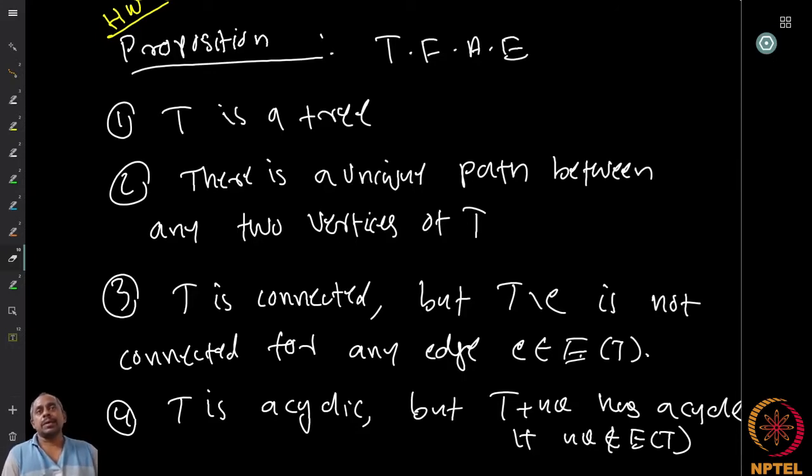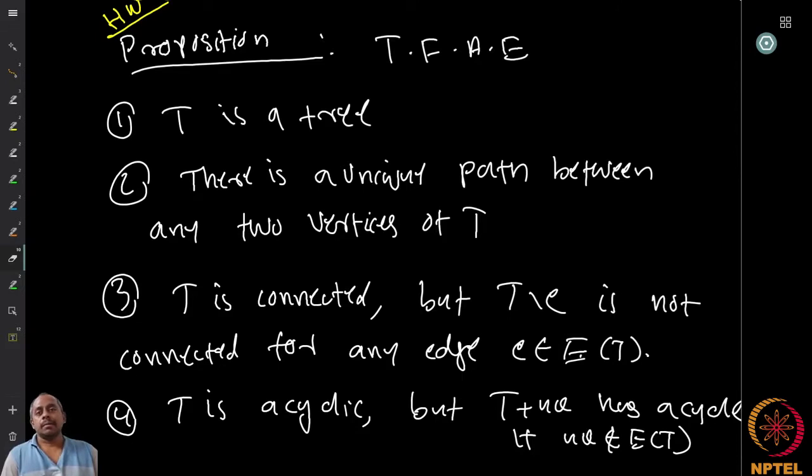And they are also equivalent to saying that T is a connected graph, but T minus E is not connected for any edge E in the graph. Okay. So for every edge, T minus E is disconnected, but T itself is connected. So in this sense, we can say T is minimally connected. So if the graph is minimally connected, then it must be a tree.